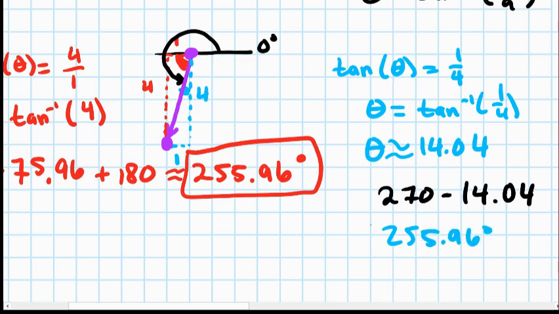And so it doesn't matter which way you draw the triangle, but you just need to understand the relationship that it has between 180, 270, 90, and 360 degrees. And if you can do that, then you'll be able to find the direction.